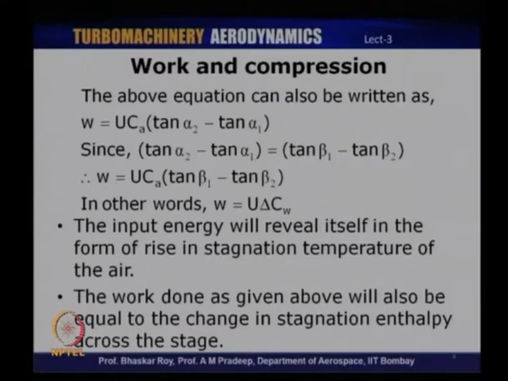Therefore, the work done, U times delta Cw, will also be equal to the net change in stagnation enthalpy in the stage, because you are adding work on the flow through the rotor, which obviously leads to an increase in stagnation enthalpy. That is something we have seen in the last class: from the inlet of the rotor to the exit of the rotor, there is an increase in stagnation enthalpy. Across the stator, there is no change in stagnation enthalpy. So, the net change in stagnation enthalpy taking place in the stage is basically a result of the work done by the rotor on the flow.